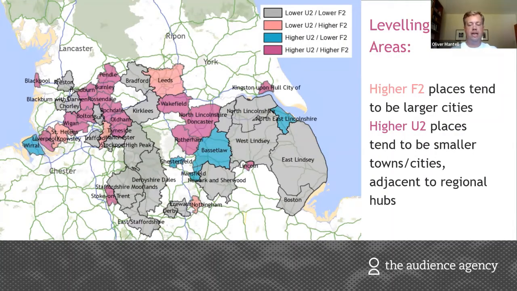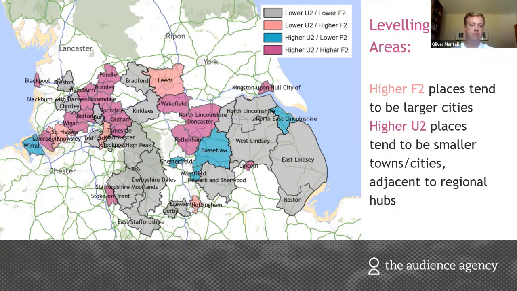So we're just looking here at the local authorities that are in the high priority levelling up areas, just in the North and North Midlands. And what I've done is I've split these into 4 groups based on whether they have below average for this group numbers of U2 and F2, or higher for both. Lower for both is grey, higher for both is purple, and then others which are more distinctively one or the other. So if they've got quite a lot of the Frontline Families 2 group, they're pink. If they've got quite a lot of the Up Our Street group, they're blue.